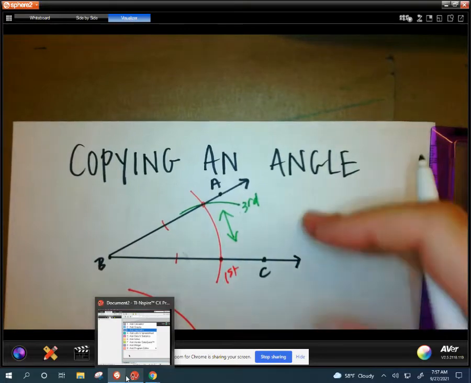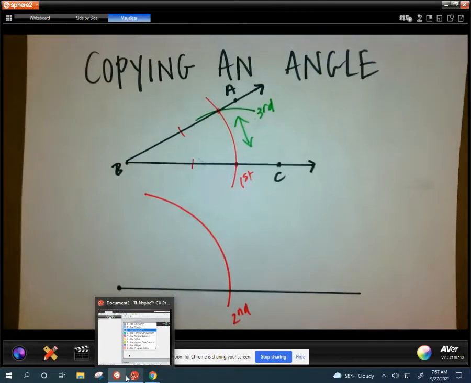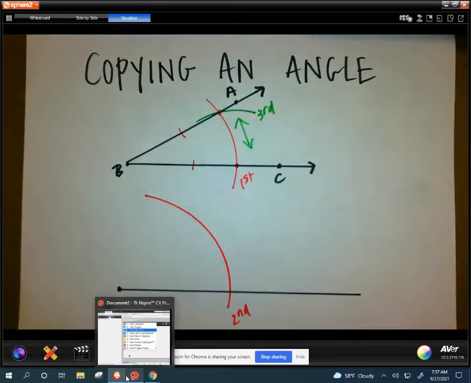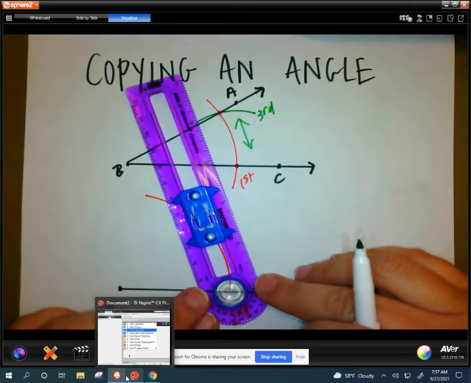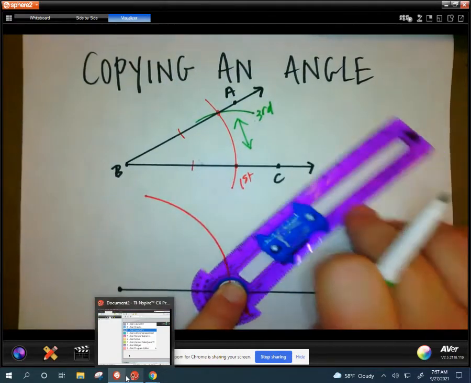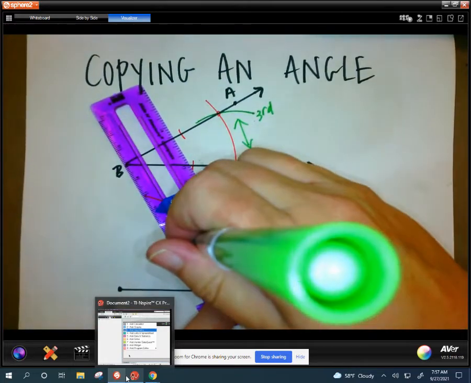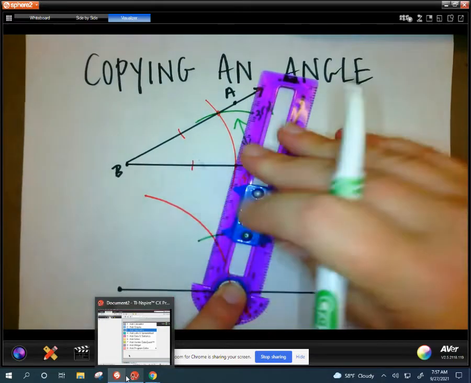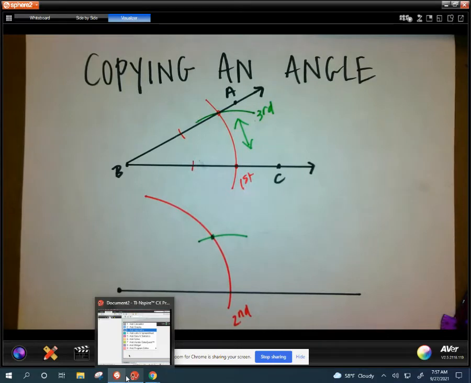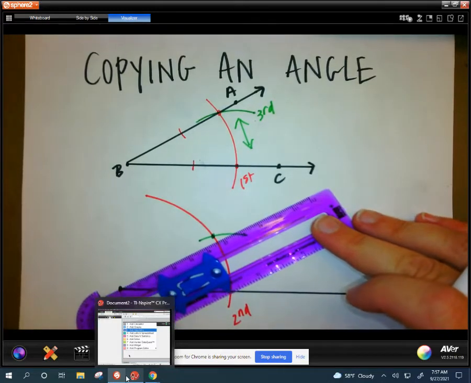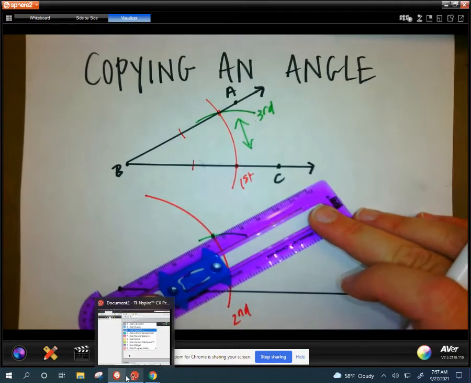And now, just like we did before, we bounce down to our copy, and I'm going to make this intersection point. So I put my center on this intersection, hold it down, make sure I can still swing my compass, and I use the inside. I got to use the inside again. So now I have made this intersection point. To complete my copy, all I need to do is connect the vertex B through that point of intersection.